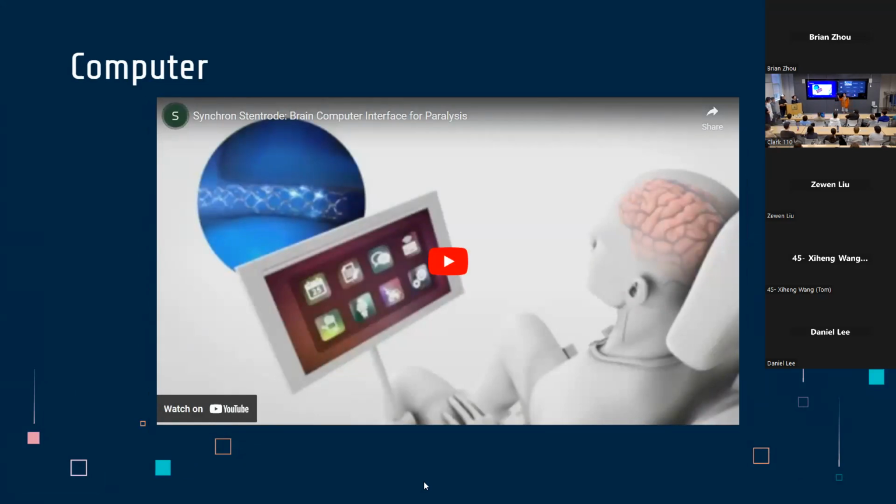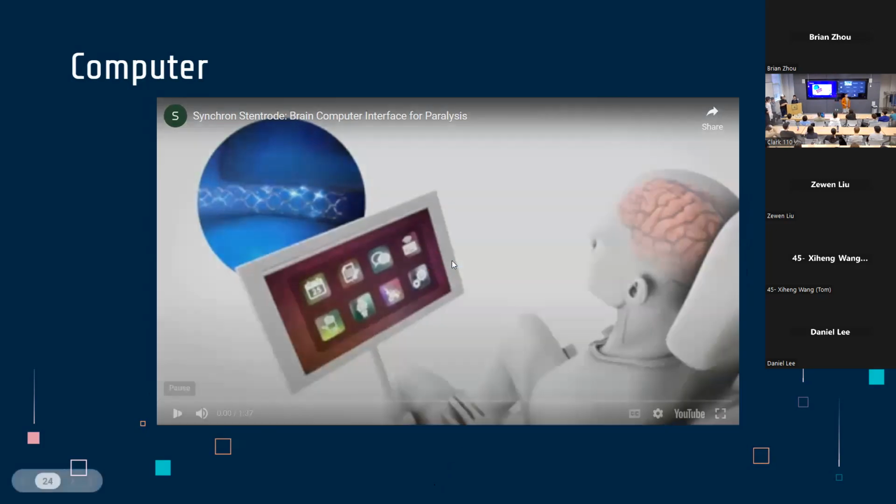So this is someone controlling a computer, and the interesting part about this video is the sensor that they use. So I want you to keep an eye on the sensor.